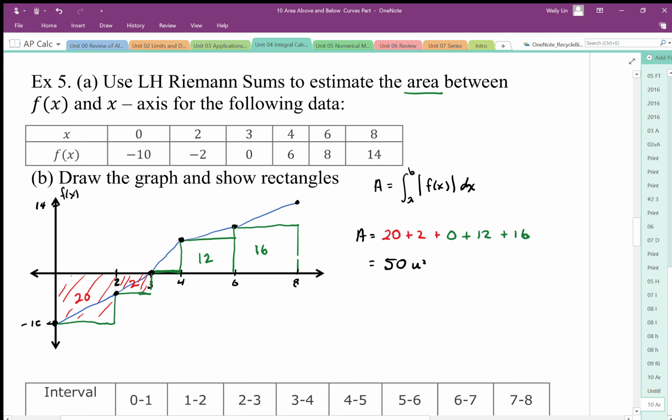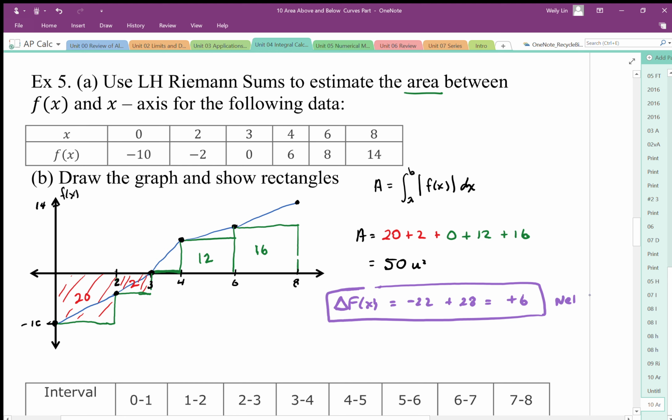Now, be careful because this is the area. If the problem was asking us for displacement, we would then be talking about the change in the antiderivative function, which would be negative 22, okay, plus 28, so that we would have a plus 6 displacement. Okay, so this would be the displacement, or the change in the antiderivative, but not the area.